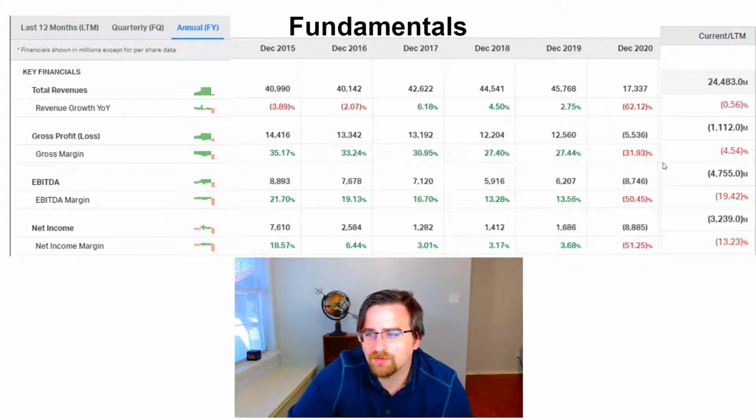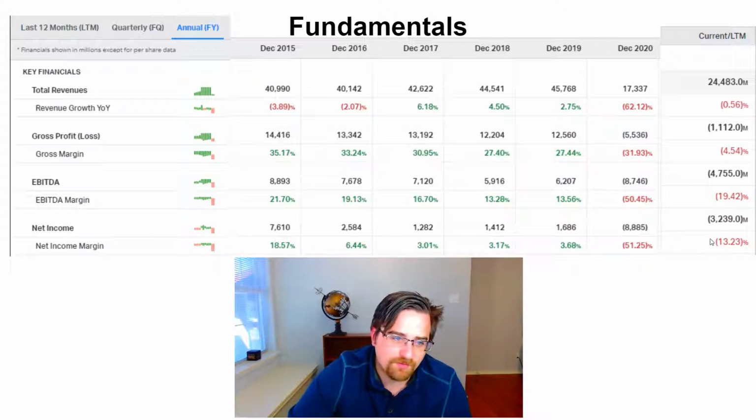If we look at their gross margin over the last 12 months, things are starting to improve, down about 4.5% versus 31%. Looking at the EBITDA margin, that's improving, 19% versus 50%. And the best part here is net income margin is still down significantly, but it is still significantly improved from where it was in 2020.